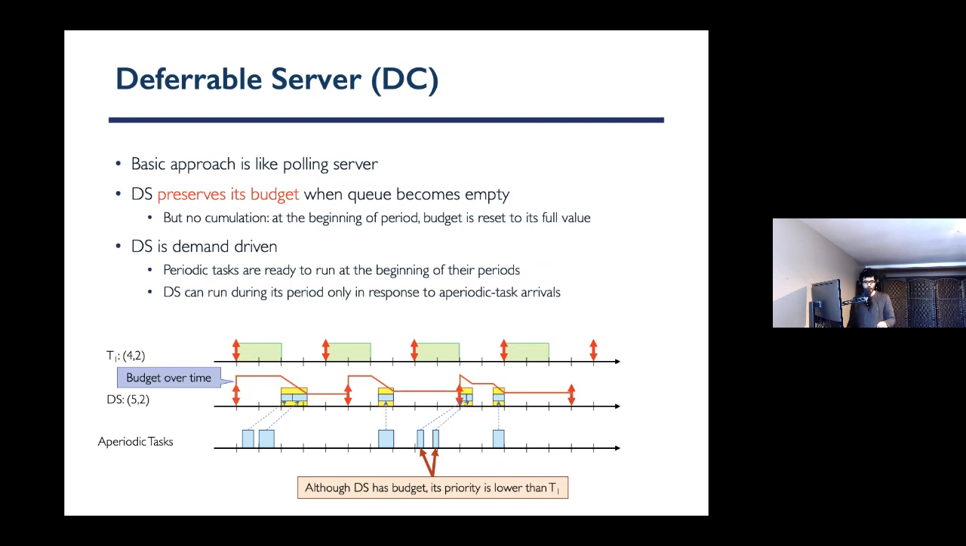But again, as you saw, these cannot run. If you wanted to run these two, you should have given your polling server or deferrable server a shorter period, and that would have made it higher priority, and that would have allowed you to run these two.